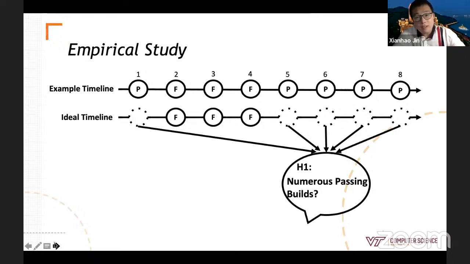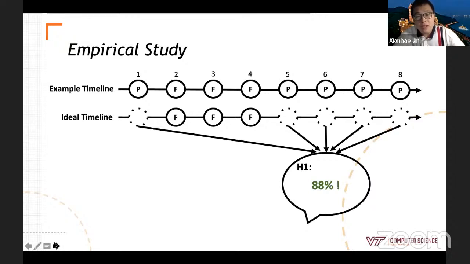So to evaluate this, we did the first empirical study on the Travis torrent dataset of over 300 projects and found that 88% of builds are passing builds. This result supports our hypothesis that skipping passing builds would strongly save build effort in CI. So we also want to keep the value of CI, so we don't want to skip failing builds.